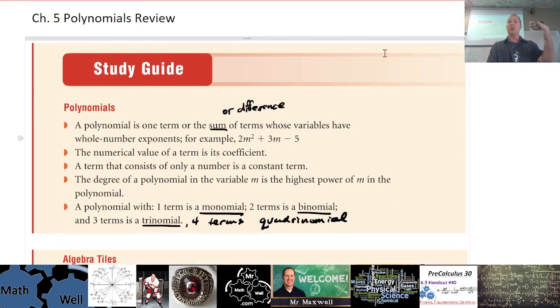So I'm going to do this pretty quickly. This is not going to be a teaching lesson, it's just a refresher lesson. So a polynomial is one term or a sum or difference of terms whose variables have whole number exponents, so the exponents are not fractions or decimals. For example, this one right here is 2m squared plus 3m minus 5.